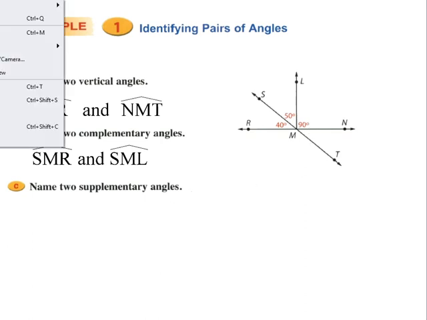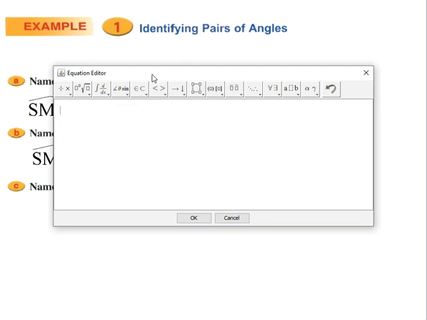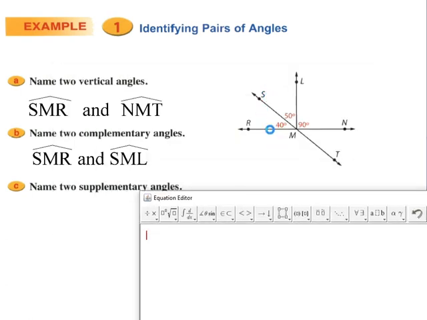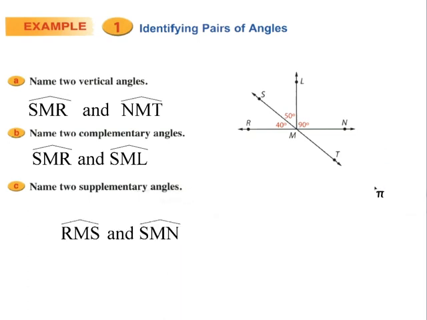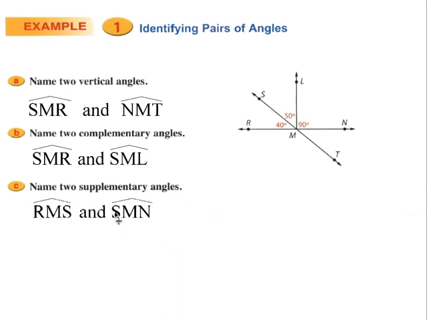So let's write the names here. What are the names? RMS. Of course, I need to put an angle symbol first. RMS, and another angle, SMN. Here, look at that one. I already know the value. So 40 plus 140 is 180. It's okay. By the other way, I can say that SML and LMT.